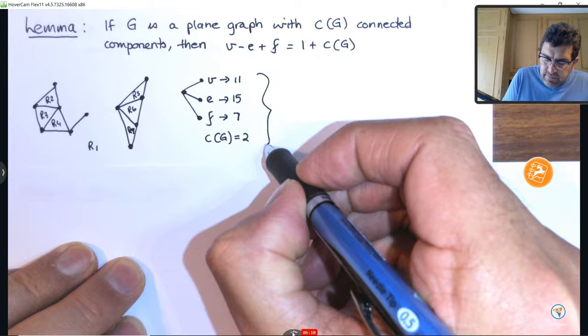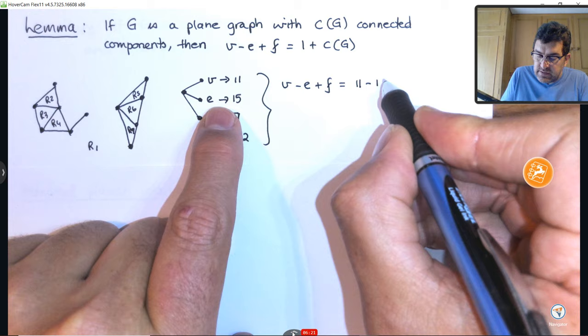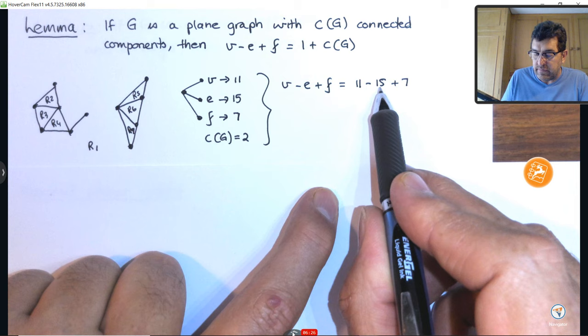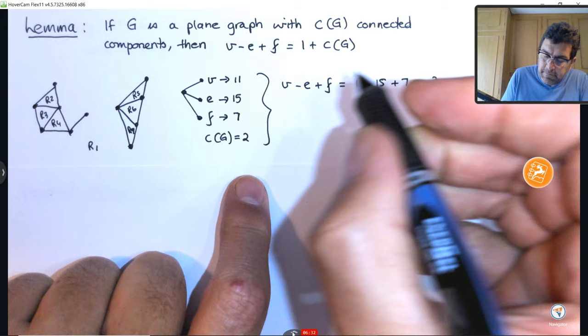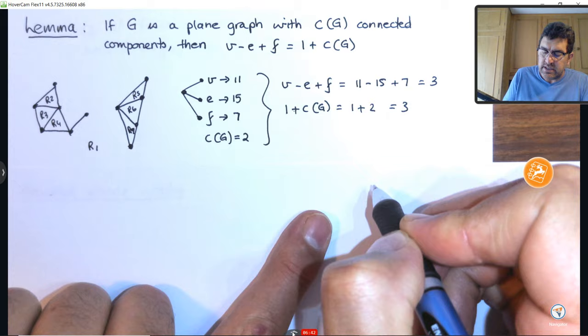Now let's see if this holds true. V minus E plus F is equal to what? It's equal to 11 minus 15 plus 7. So 11 minus 15 plus 7, 11 plus 7 is 18, minus 15 gives 3. And what is 1 plus the number of connected components of this graph? Well, the number of connected components is 2, so 1 plus 2 is indeed 3. So this holds true for our graph over here.